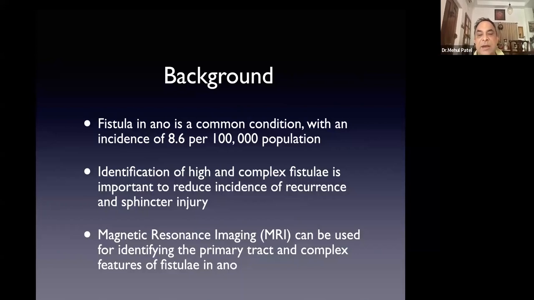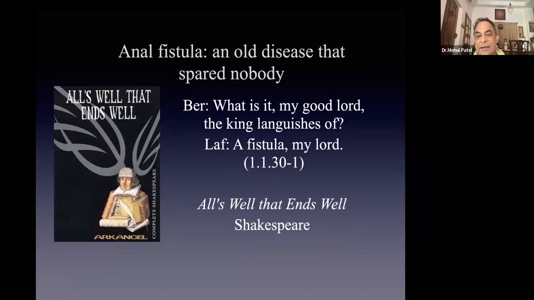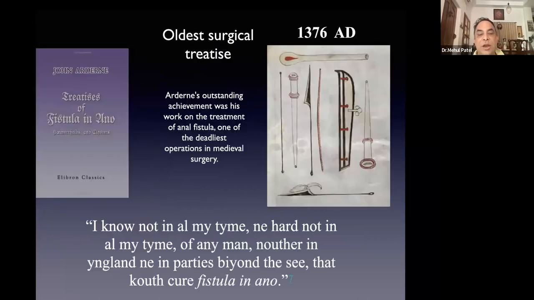So what is the main role of MRI? The main role of MRI is to identify the primary tract and the complex features of the fistula in ano, and I'll talk about those things. It is an interesting disease, one of the oldest surgical diseases. Do you know that from the times of Shakespeare and King Lear, one of the oldest surgical textbooks is actually on fistula in ano, and this is not that untrue even today.